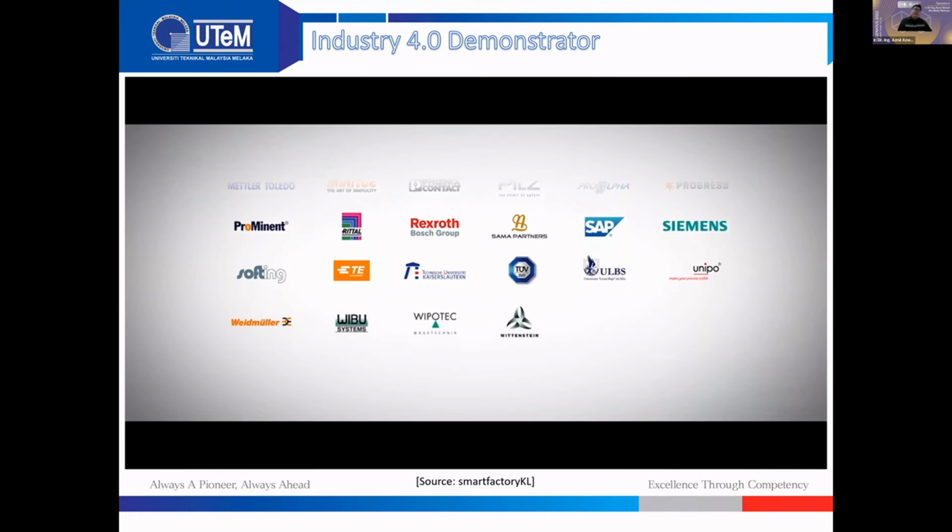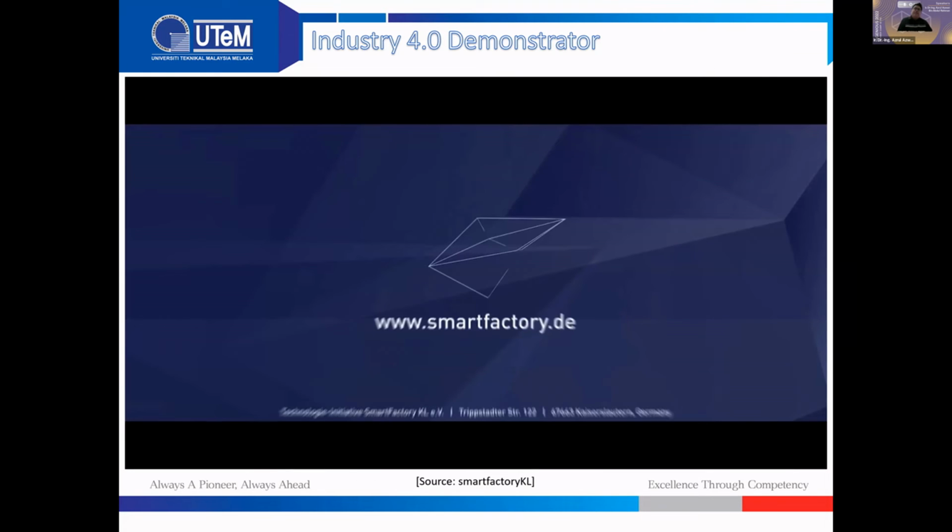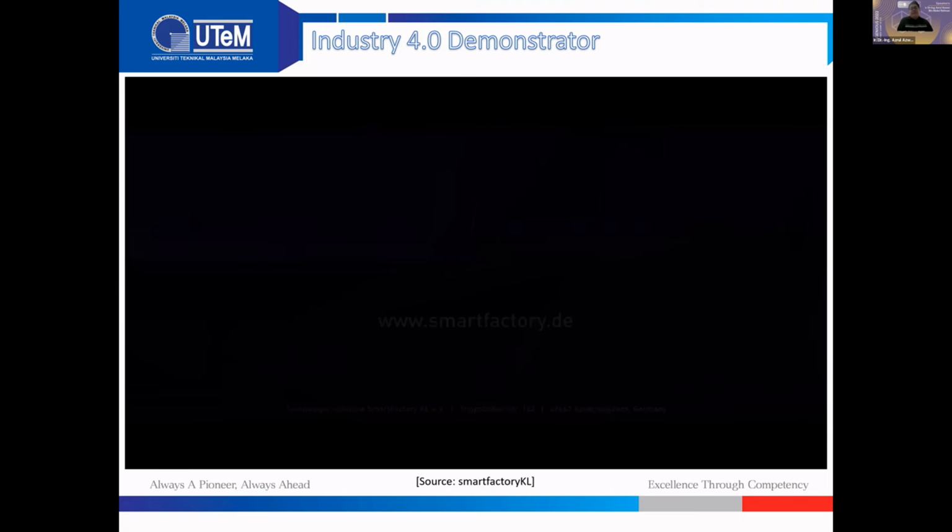So you can see that there is a lot of industry involved in developing such a demonstrator for an Industry 4.0 system.